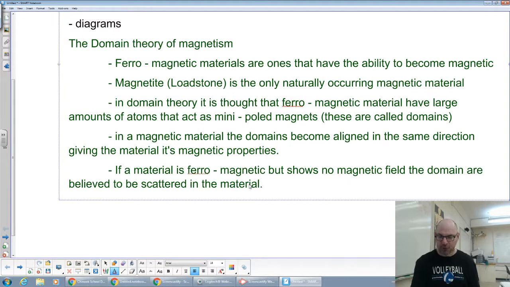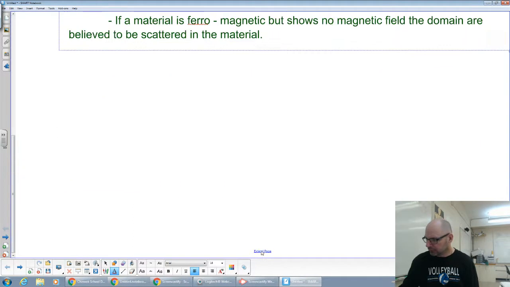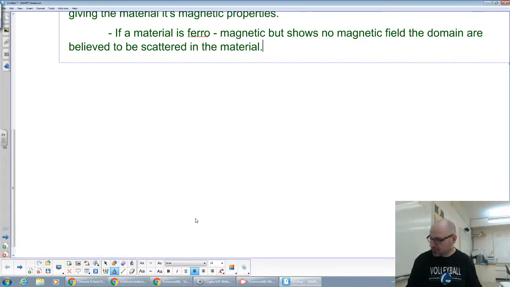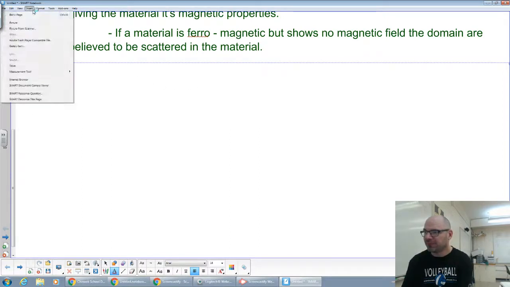Okay, so if we draw this out, ferromagnetic materials are believed to have these little domains, the atoms with special properties that allow them to act like magnetic, little tiny magnets. So if we draw it underneath here, we'll move this up a little more. Okay, so if we say we've got a bar here, let's get my marker out here. There we go.